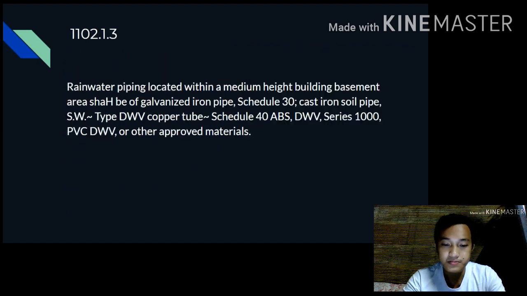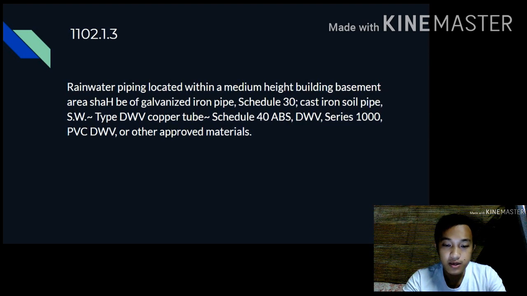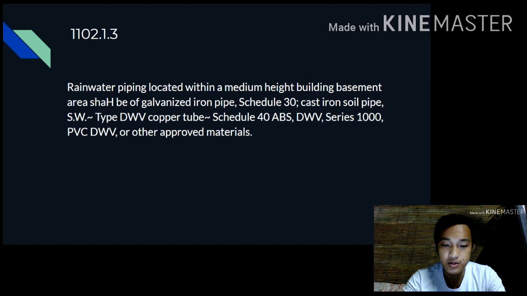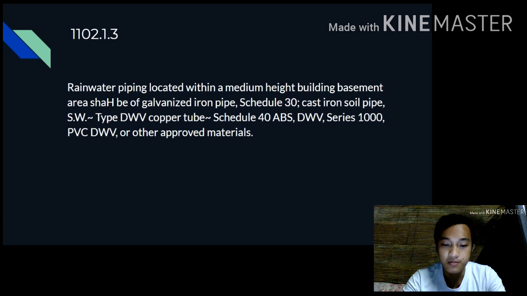Next, rainwater piping located within a medium-height building basement area shall be of galvanized iron pipe, Schedule 30, cast iron soil pipe, Schedule, type the DWV copper tube, Schedule 40 ABS DWV Series 1000, PVC, DWV or other approved materials.